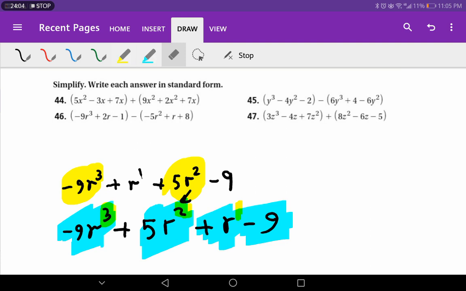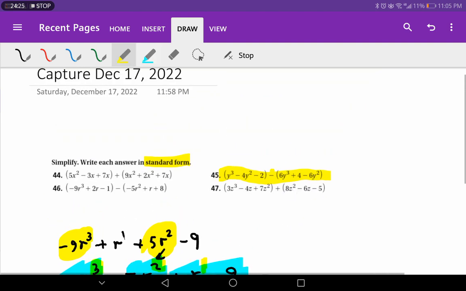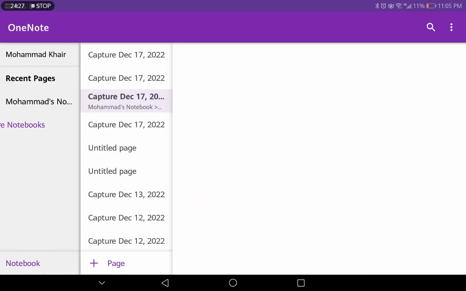Write each answer in standard form. I explained the standard form, and I mentioned what happens if I have a negative sign here, how we break the parentheses. Okay, you can solve this and give me the answer. Okay, and send me the answer. It is up to you. Okay, this is all, my dear students.